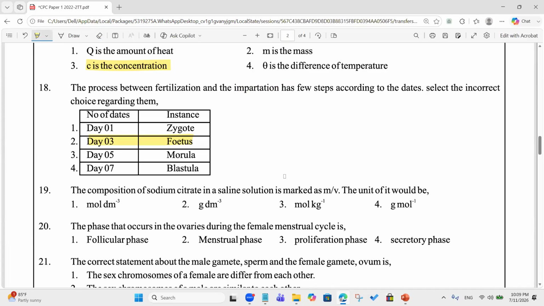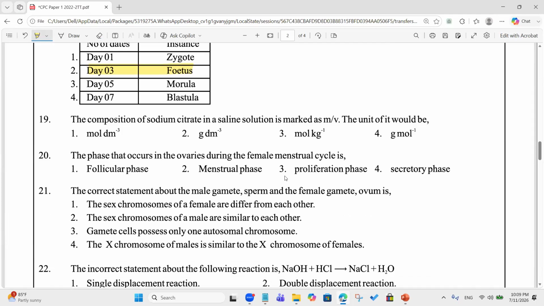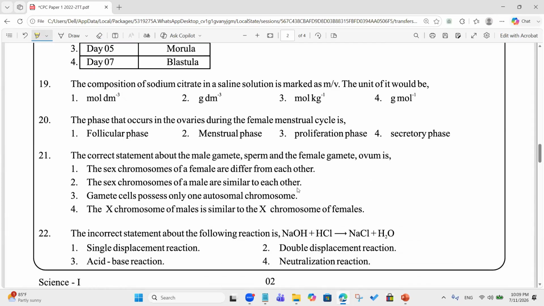Okay. Number 19. Nethula, read number 19. The composition of sodium citrate in a saline solution is marked as M over V. The unit of it would be grams per cubic decimeter. Okay, the answer is correct. M over V, M is mass, dm minus 3 represents the volume, right? dm3, cubic decimeters, is the unit. So this is correct, but this chemical is sodium citrate, right? Sodium citrate.